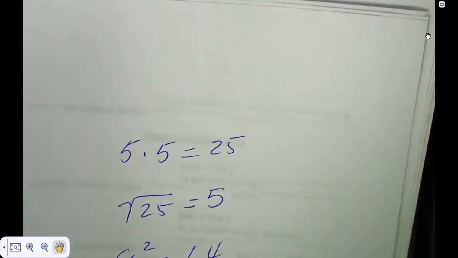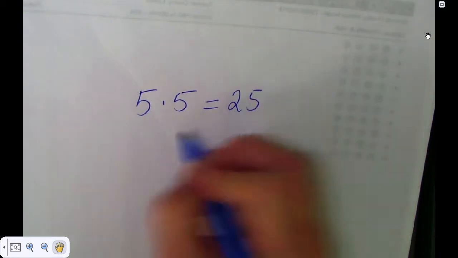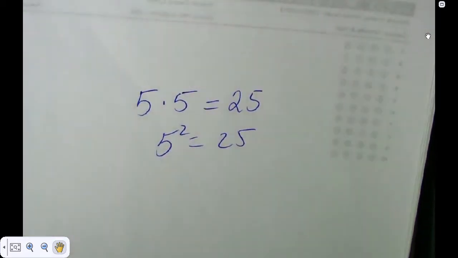Oh, y'all look, I have to show you something, because some people aren't going to get this next part if I don't do this. Just hang on. This is very important. Okay. 5 times 5 is what? 25. So 5 squared is 25, right?